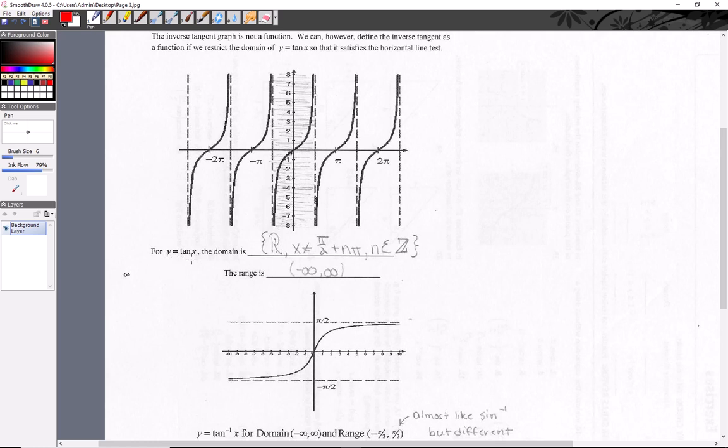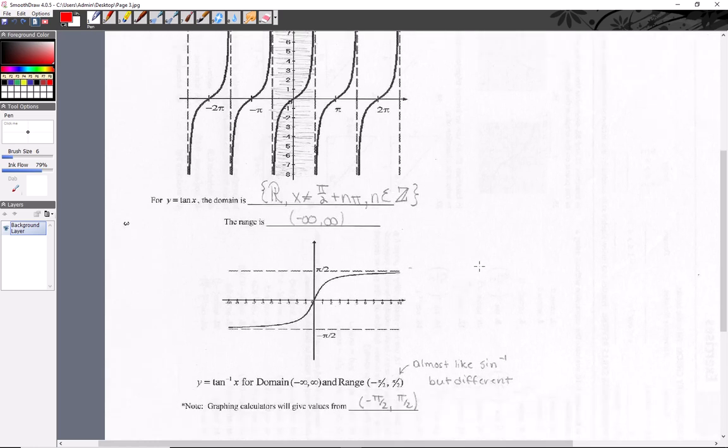All right, so for regular tangent, of course, you should pause if you need to do the shading here. And of course, we're going to discard everything right and left. Remember the domain, you just took a test on this, is all reals, but x cannot be pi over 2 plus n pi, where n is an element of Z. That's for the whole thing, right? Once we restrict it, we're going to change that to just negative pi over 2 to pi over 2, period. So that when you change that from domain to range, that's what we're going to have down here, all right?